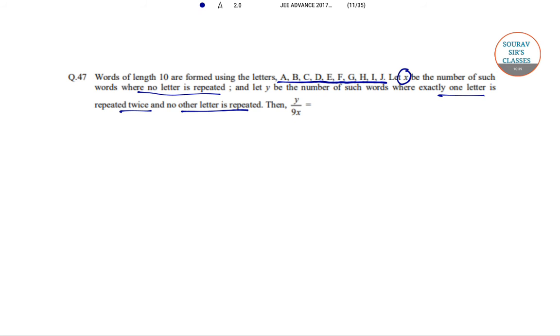A simple permutation-based question. So x equals how many ways you can write? 10 factorial ways. Y, how many ways can you write? You can take 10C1 into the repeated letter 10C2. The rest of the thing is 8 factorial. And the rest is 9C8. This 8 because the other portions can be arranged in 8 possible ways.